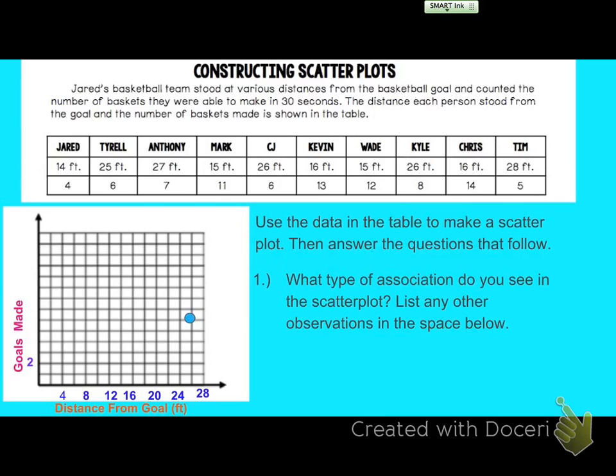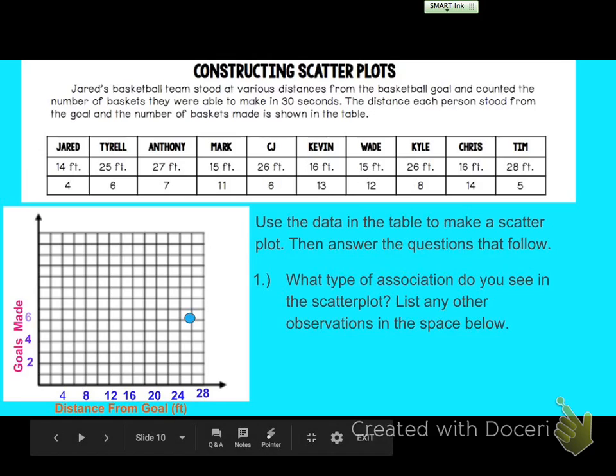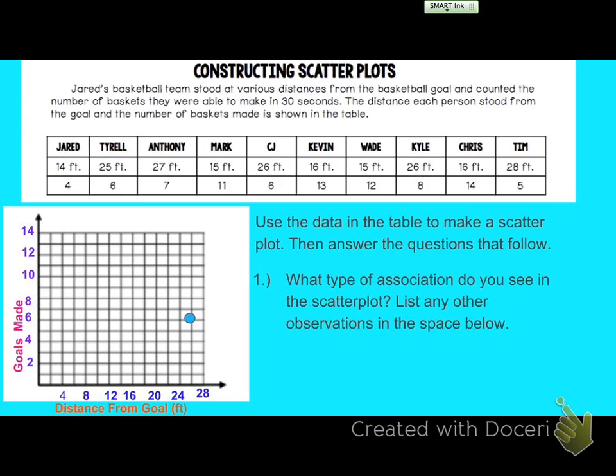And then on the Y, you would skip a line and write 2. Skip a line and write 4. Skip a line, 6. Skip a line, 8, 10, 12, and 14. I had a hard time with the slide. So 8 is supposed to be right here.